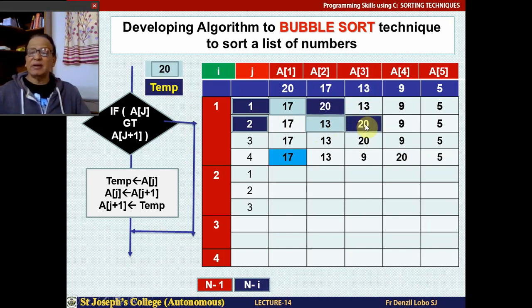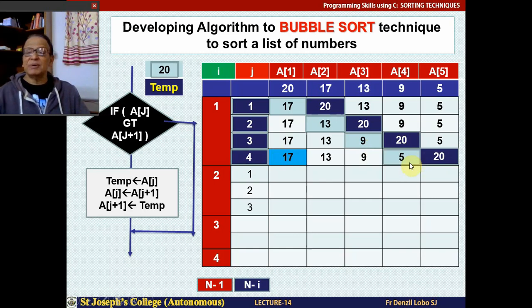So this is done. Now, J value becomes 3. And again, I ask if A3 is greater than A4. Yes. I do the swapping, 9 will come there, 20 will go there. And J value is becoming 4 now. Again, I ask this question, is A of 4 greater than A of 5? Yes, I swap these numbers. As you see, 20, which was the first number, has become the last number. It has gone to its right position.